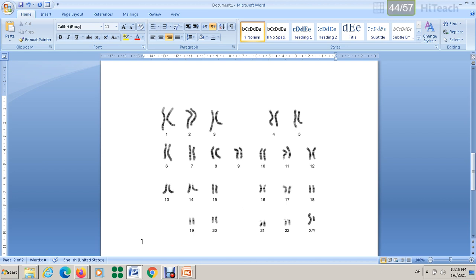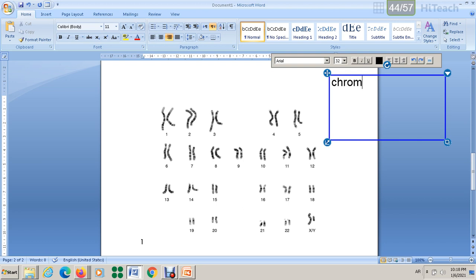I'm going to write it here. Chromosomes in body cells always appear, you can see them always. They are in what? In pairs. These chromosomes are found in pairs. What does that mean?